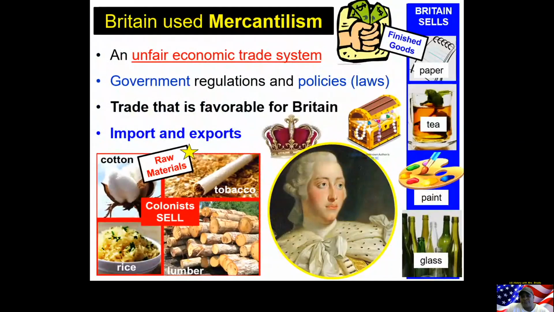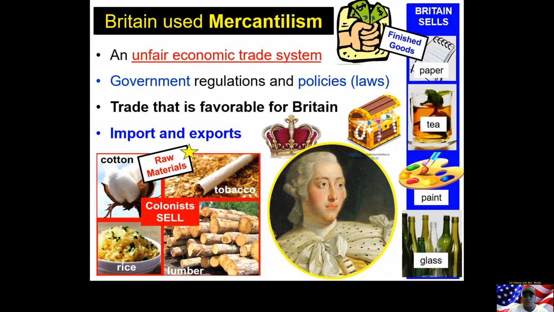Well, there's another way that the king can get money, through a trade system called mercantilism. Now, with mercantilism, it's about imports, it's about exports, it's about buying, it's about selling. If you speak a little Spanish, you might know the word mercado. The mercado, that's the market. That's where they're buying and selling, trading. Okay, so the king is using what is called mercantilism. He and Parliament created this unfair economic trade system. That's what the colonists said. They said it was unfair. Well, hey, that's what the king did.